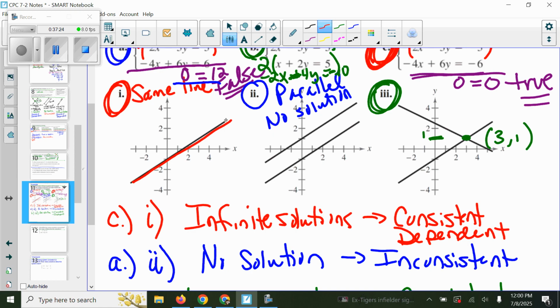That means there's infinite solutions. That's pretty easy graphically. No solution is pretty easy too because they're parallel. We can see that right away. We have nothing in common. And I think it's pretty easy to tell consistent, independent, one solution graphically.